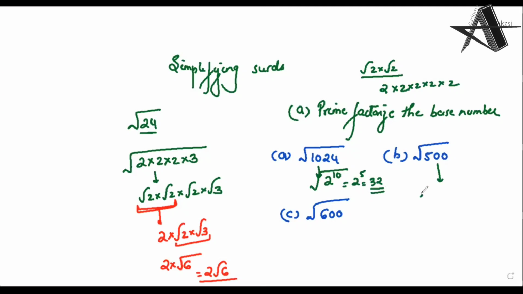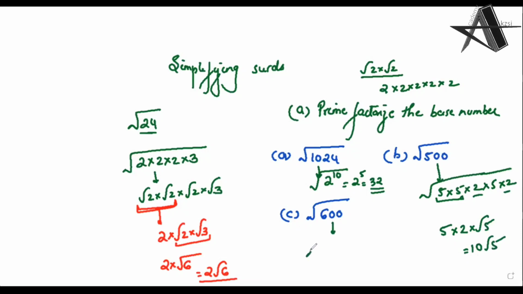Similarly, if you prime factorize 500, you will get 5 into 5 into 2 into 5 into 2. This is how you can do it. One pair of root 5 into root 5 will give you just 5. Root 2 into root 2 will give you just 2. And root 5 will be as it is. That means the answer will be 10 root 5.